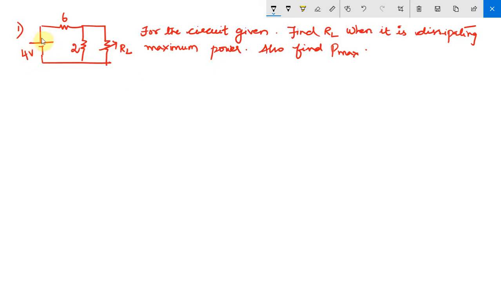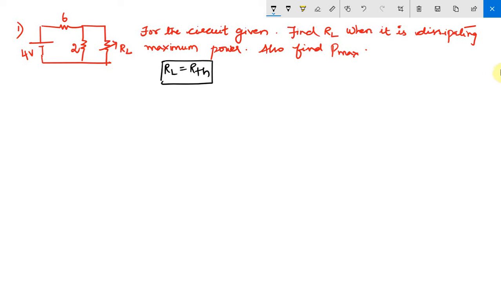So check what type of circuit this is. It is a DC circuit, right? If it is a DC circuit, what is the condition for maximum power transfer? Your RL should be equal to RTH. So our aim is to find the Thevenin's resistance, which will be equal to your load resistance.